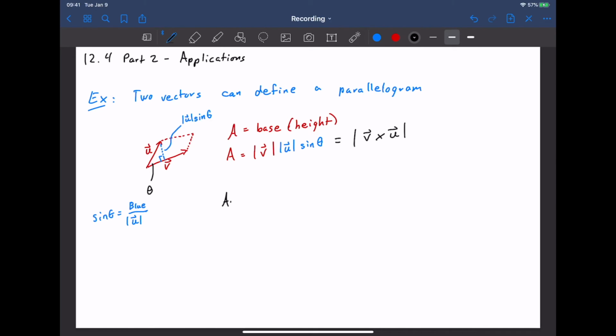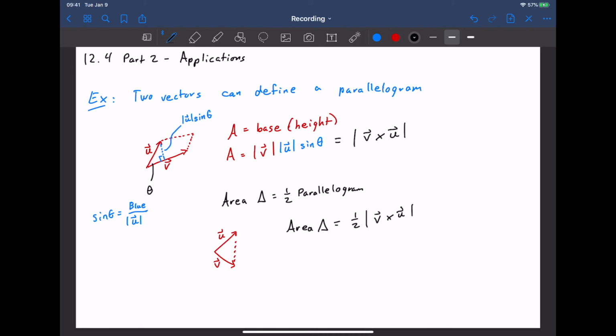What about the area of a triangle? So again, the picture here would be u, v, and there's always a triangle that could complete this. Well, a triangle is always 1/2 of a parallelogram. So the area of the triangle in terms of vector speak is 1/2 the size of their cross product.